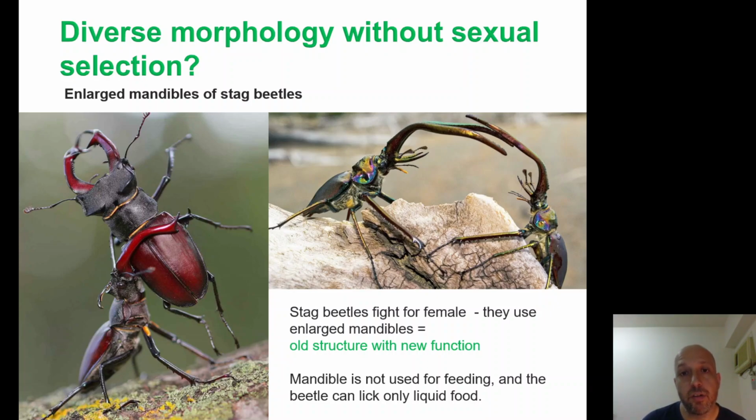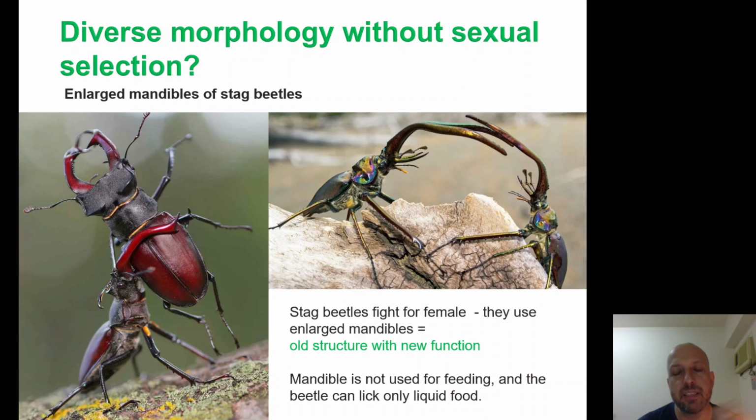So the structure is old, like every insect has the mandible, but normally the mandible is used for chewing, for eating. Here, the mandibles got a new function for fighting male to male. They got huge, but it actually means that they cannot be used for the original function, right? So they are not used for feeding anymore, and that's why these beetles are only able to lick. So they are licking some liquid food.